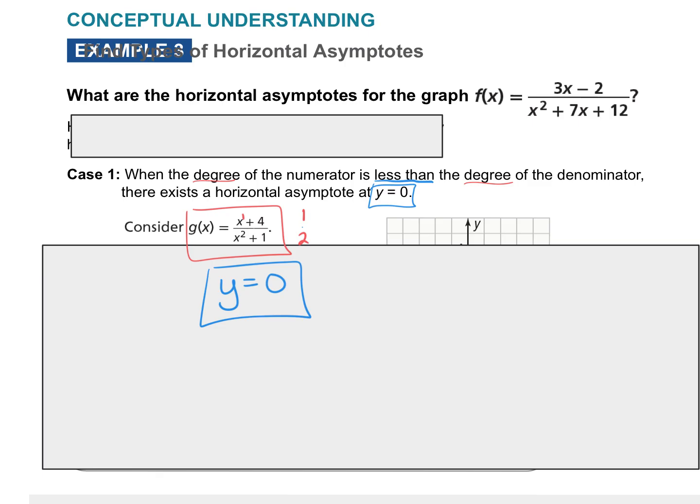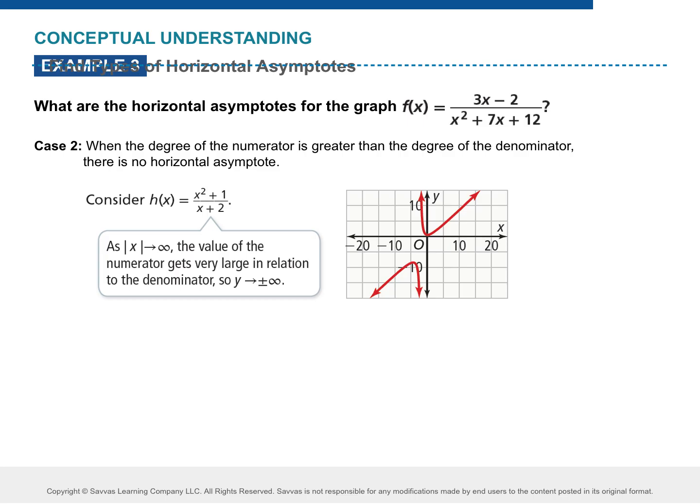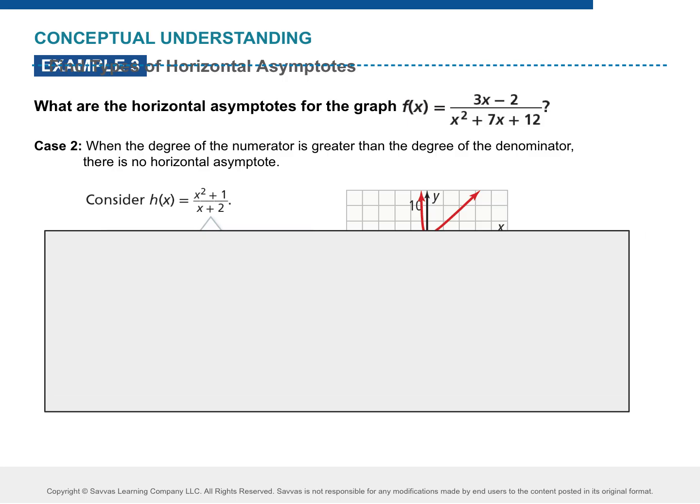So we look at the degrees. You don't have to solve, you just compare the degrees. So that's case 1. Let's look at case 2 next. I want you to write this case down right below your case 1. How many cases do we have? There are 3 cases.